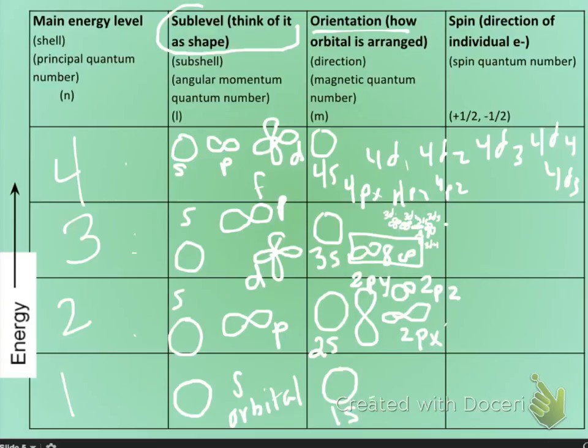I'll pause. Because we had 1, 3, 5, now we have 7. There's actually an orbital above F. It's called a G orbital. Guess how many orientations there are? 9. Right. So we have 7 F orbitals. We're not going to name them. We're probably not going to fill them out. But you should know that they exist.